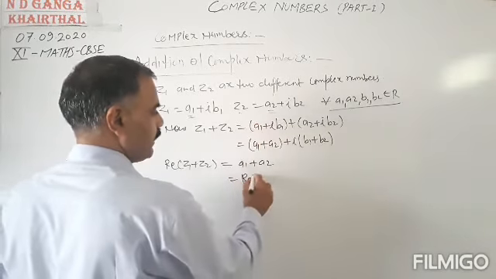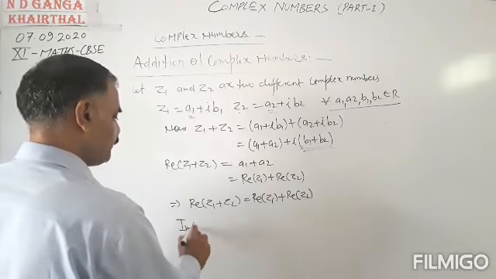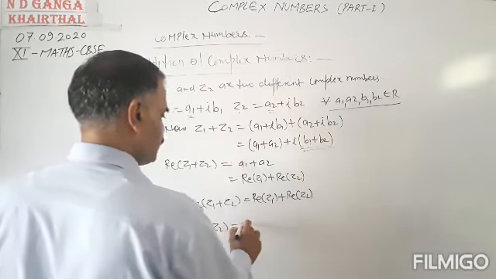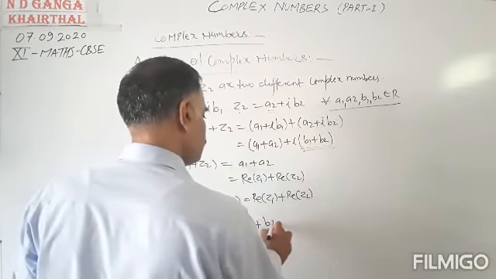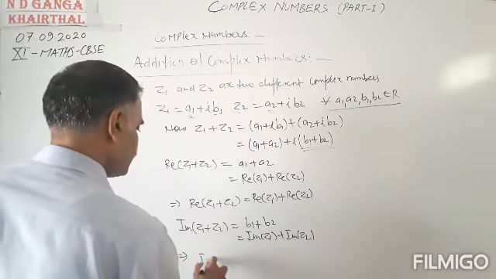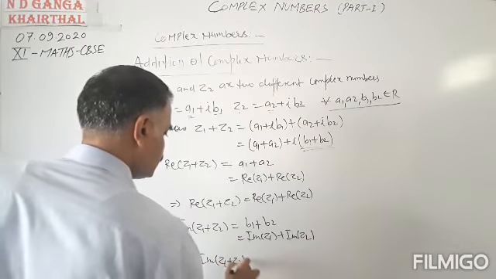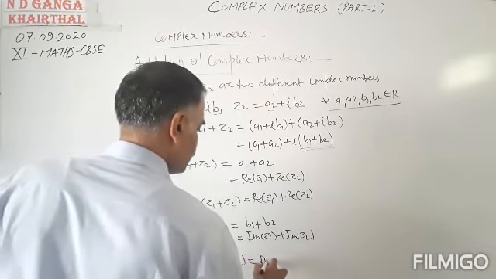Now iota multiplied by b1 plus b2, so b1 plus b2 is the imaginary part of z1 plus z2. b1 is the imaginary part of z1 and b2 is the imaginary part of z2. So the imaginary part of z1 plus z2 is equal to the imaginary part of z1 plus the imaginary part of z2.